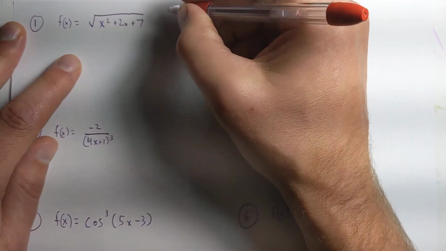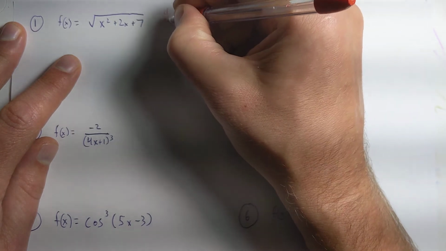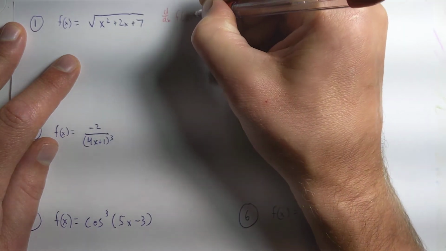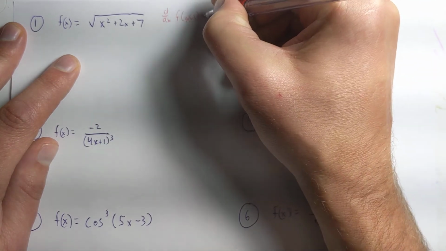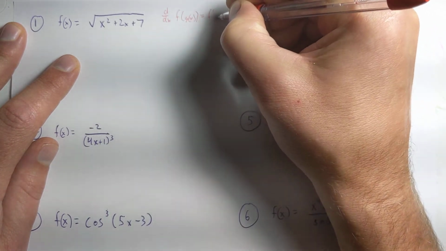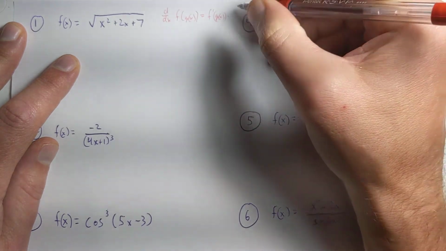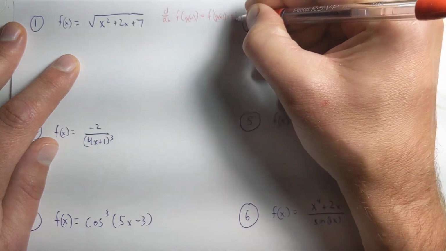So, first as a review for the chain rule, if you have the derivative of f of g of x, there's a function inside the function, you take f prime, you leave the inside alone, then you multiply by the derivative of what's on the inside, g prime of x.